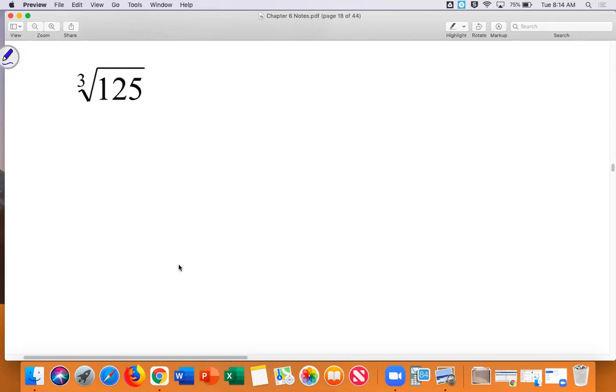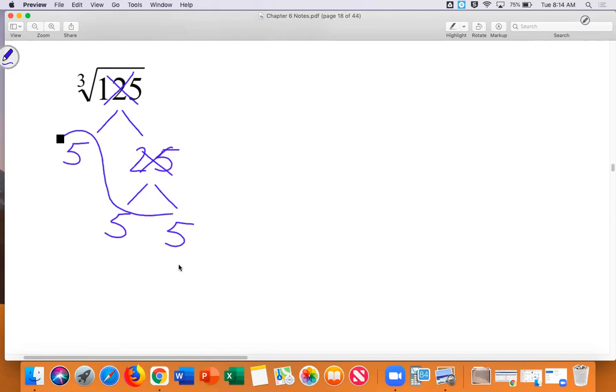So, what goes into 125? 5. So we do 125 divided by 5, and that gives me 25. What goes into 25? 5. So that's 5 and 5. Does everybody see how I needed 3 5s? Do you see how I have 3 5s? So I circle them. My cube root of 125 is simply 5, because there's nothing left.